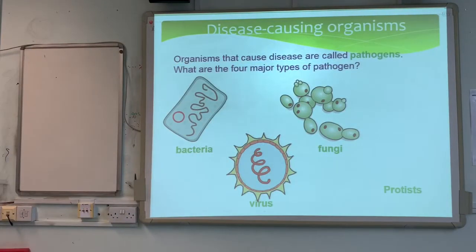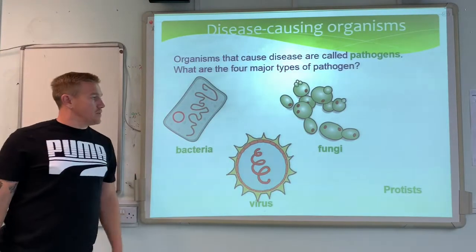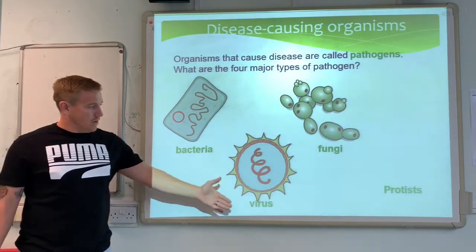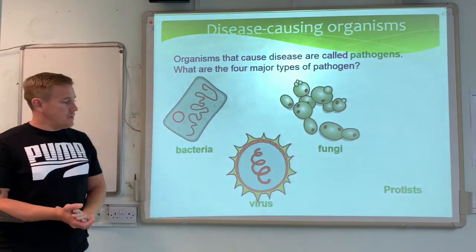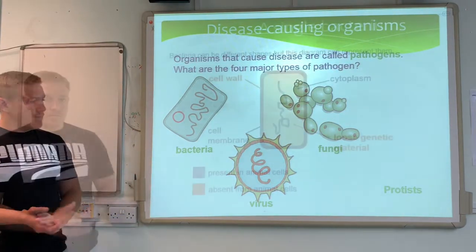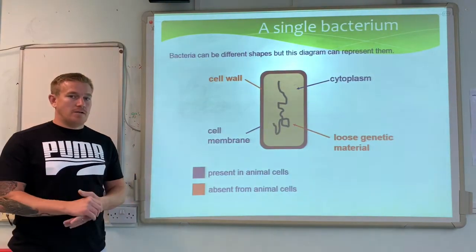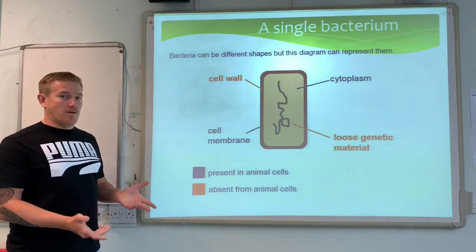Let's look at these disease-causing organisms that we're talking about here. The four main ones that we need to know are bacteria, the virus, the fungi, and the protists. The two types of these pathogens that we really need to go down into a little bit more detail are the bacteria and the virus.